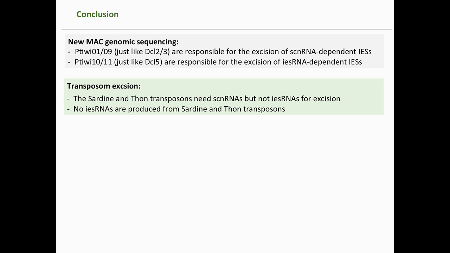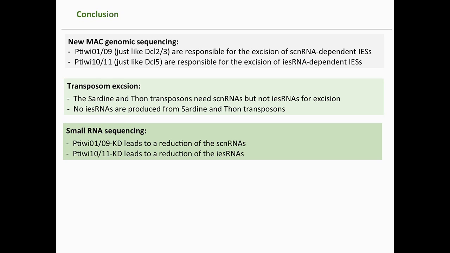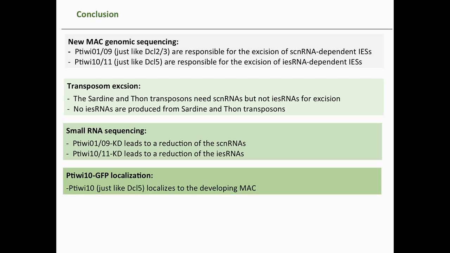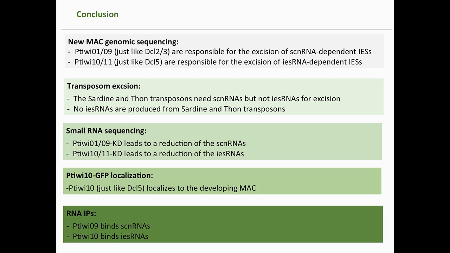From the small RNA sequencing, we can see that the knockdown of PV1 and 9 is reducing the scan RNA population, and the knockdown of 10 and 11 is reducing the population of IES RNAs. Then PV10 goes to the place where it should: it localizes in the new MAC. And from the RIPs, of course, we now have direct proof that PV9 binds scan RNAs and PV10 binds IES RNAs. With this tool, we are now really looking forward to performing further experiments with all the other PVs.